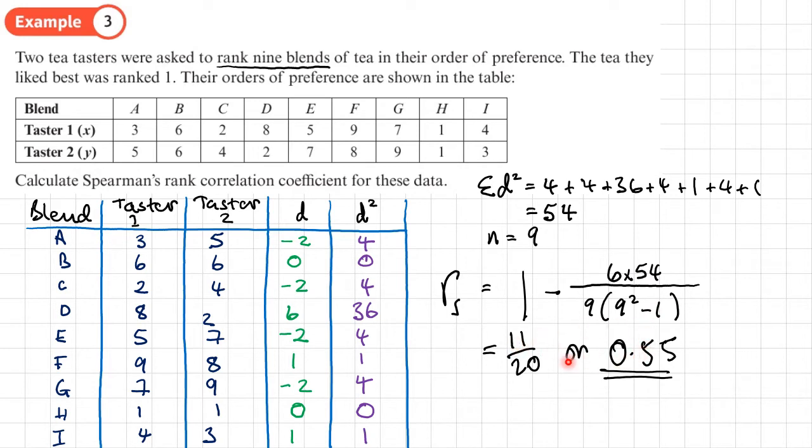So if we needed to interpret that, this value, 11 over 20, or 0.55, is telling us that there is some sort of agreement between their rankings. Not particularly strong, but there is some sort of agreement there.